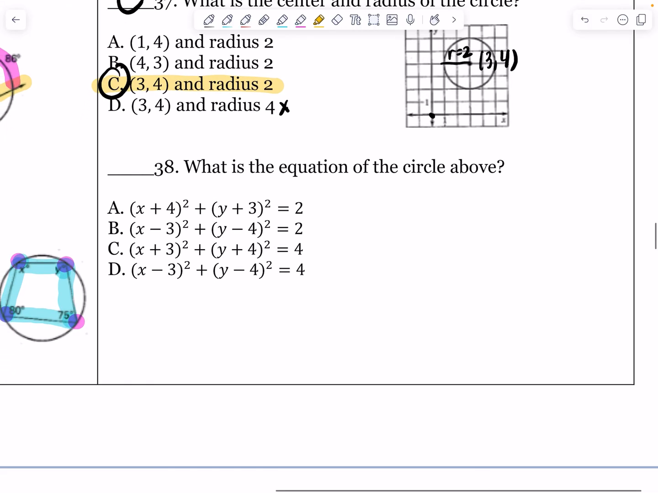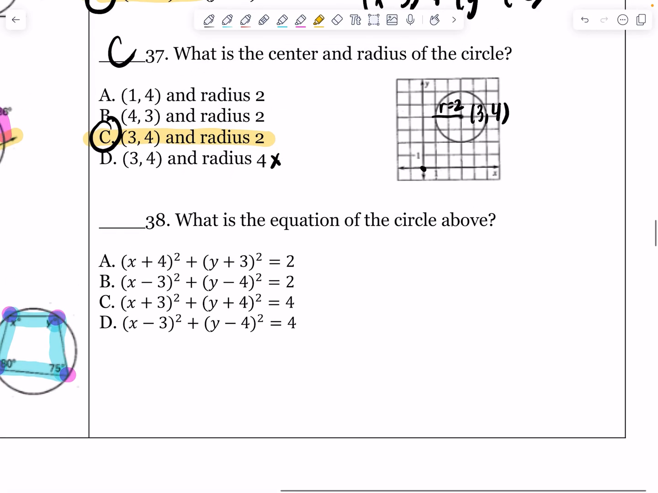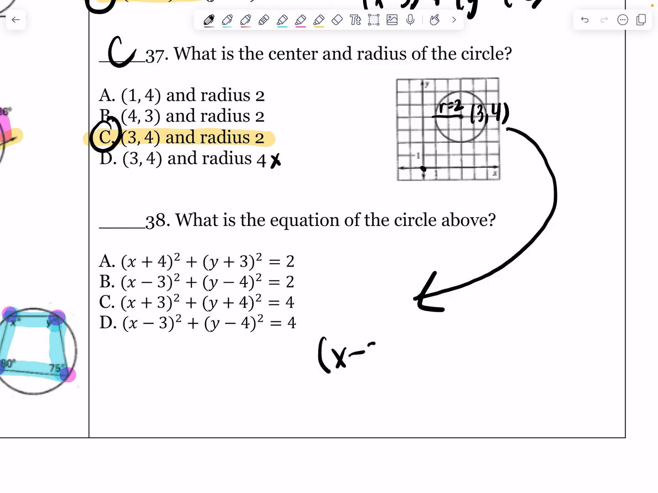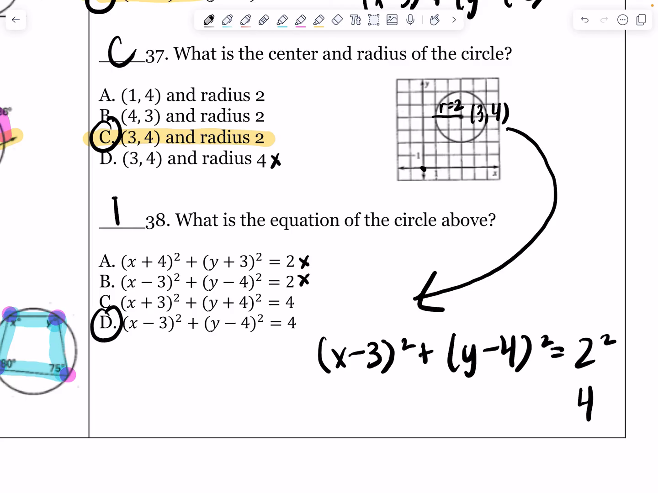All right, what is the equation of this circle above? Okay, so perfect. So this is just a continuation. This says, hey, give me the actual equation. And so when we do that, it switches. It becomes X minus 3 squared plus Y minus 4 squared. Those switch. That's equal to 2 squared. Well, what is 2 squared? It's 4. And so I'm going to go ahead and cross out the ones that say 2. And then which one has the proper signs with the sign switch? That would be D. So that is our chapter 10.